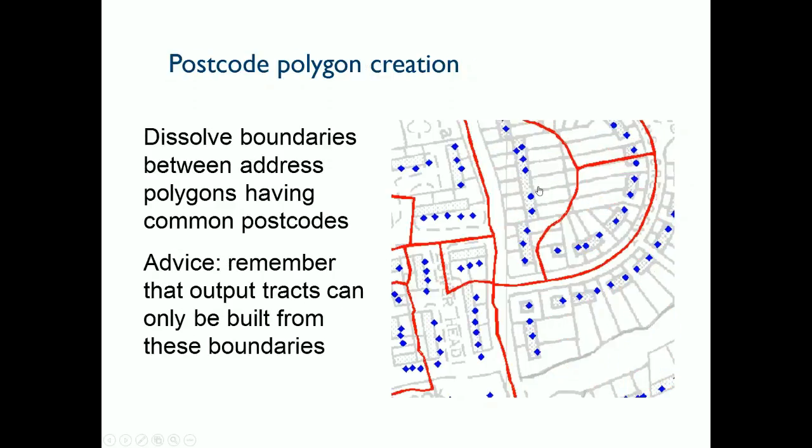We then dissolved away the boundaries between all of the addresses that share a common postcode to create these postcode building blocks. That's a perfectly viable way of proceeding. That's actually rather outdated now.